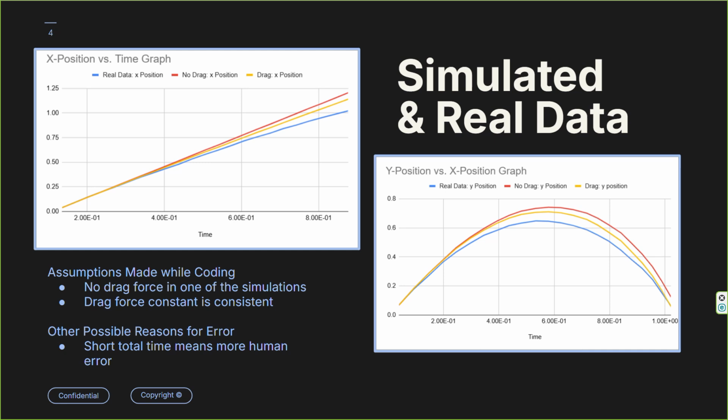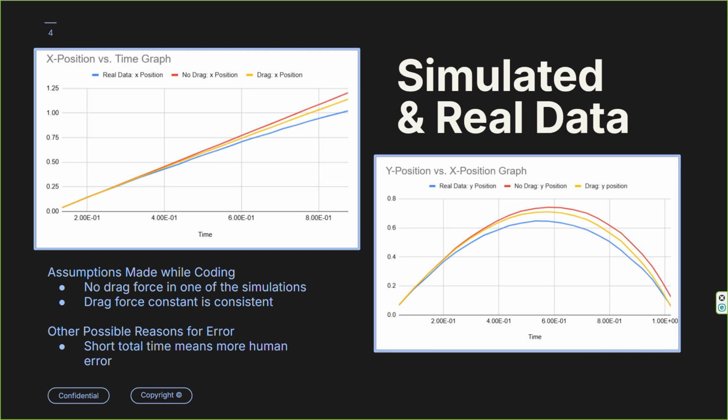Also, it could be that I put in the wrong initial conditions for the simulated data might be a little bit off. Again, it's just human error of us trying to calculate the initial velocity, initial position, all that kind of stuff. Could just be human error for why there's small discrepancies in the simulated and real-world data.